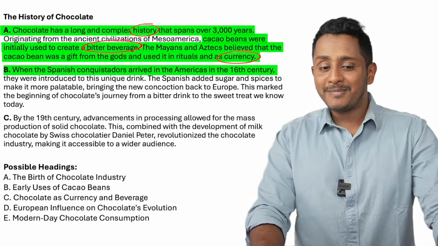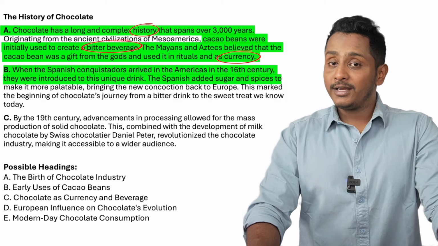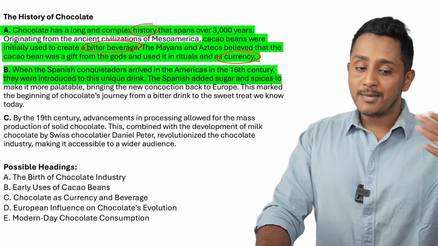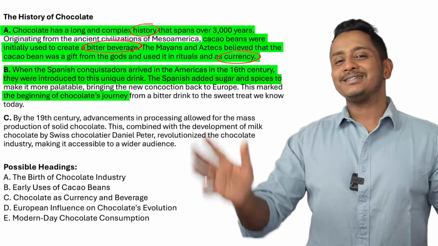The second one, the Spanish conquest. Traders arrived in America. They were introduced to this unique drink. The Spanish added sugar, and you continue reading. This marked the beginning of chocolate journey. Beginning of a journey, its evolution.